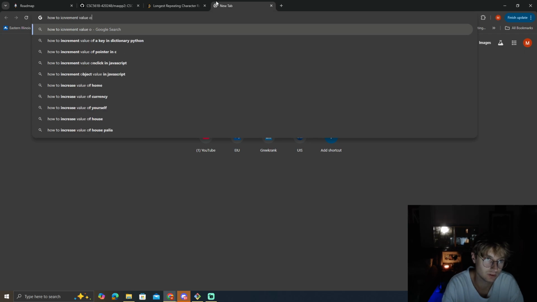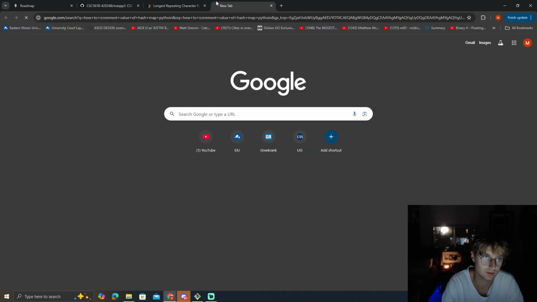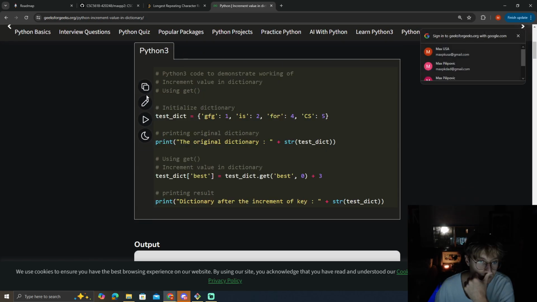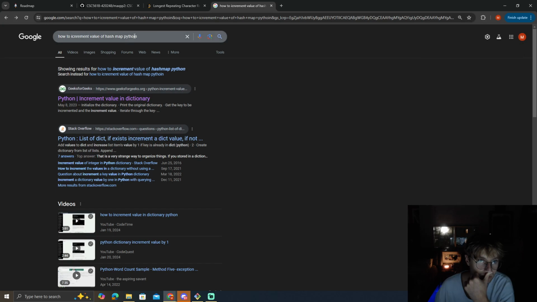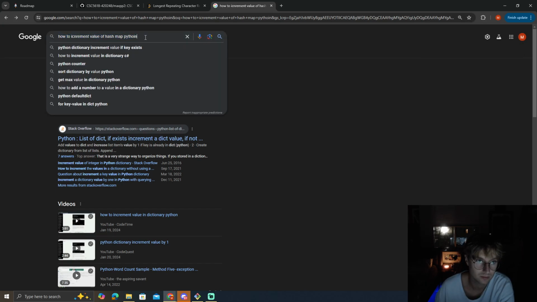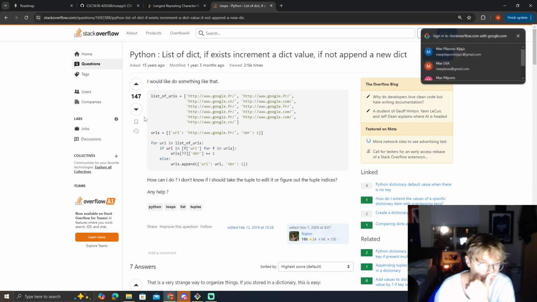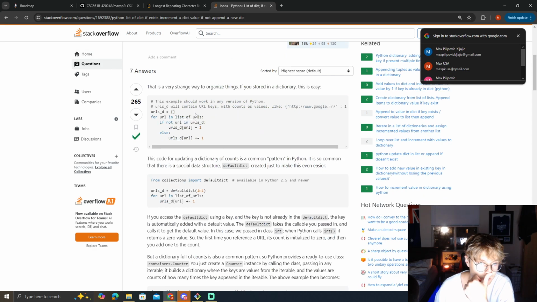Increment value of hash map Python. I can't even remember how to do this. What is this?